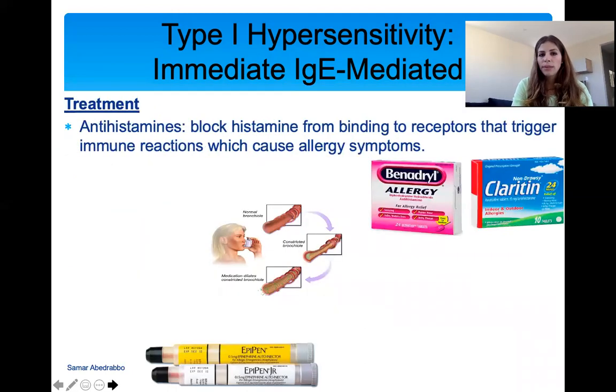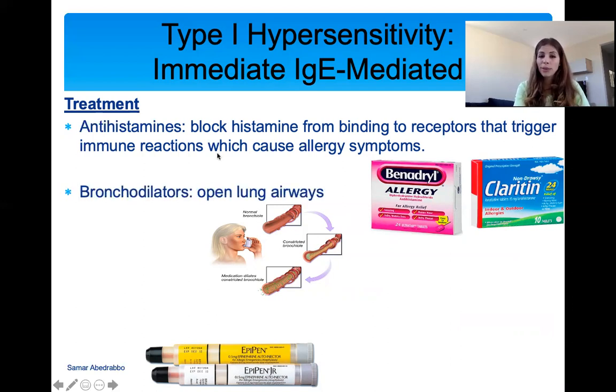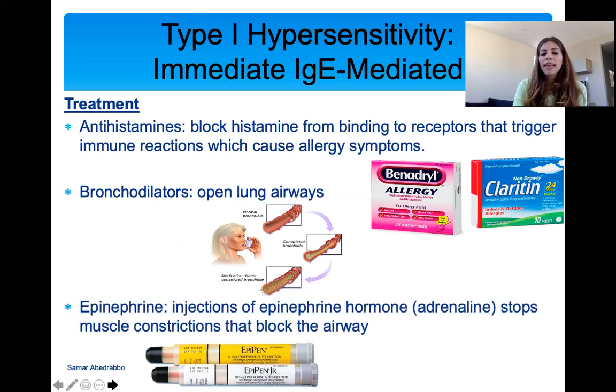And now when we talk about treatment with type 1 hypersensitivities, a lot of people who have typical allergies take antihistamines. Antihistamine stops histamine from binding to receptors that can trigger these allergy symptoms. And as a lot of you know who take them, this also affects different cells that are important in your sleep cycle. And I will discuss this later, but that's why a lot of antihistamine medication make you sleepy. Bronchodilators for people who have asthma open airways, especially because the airways are producing so much mucus that it's hard to breathe. And then epinephrine pens, you give them to people to stop muscle constrictions that block the airway so that they can breathe again. And epinephrine is basically adrenaline.